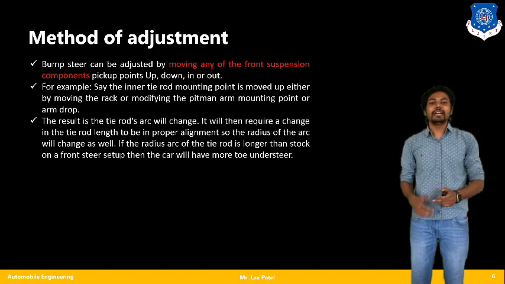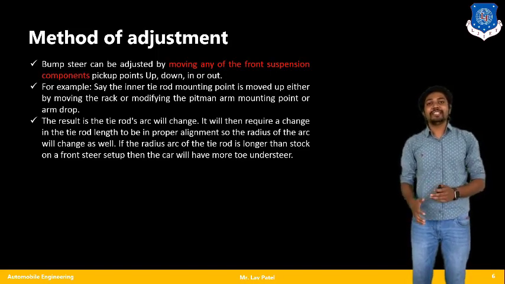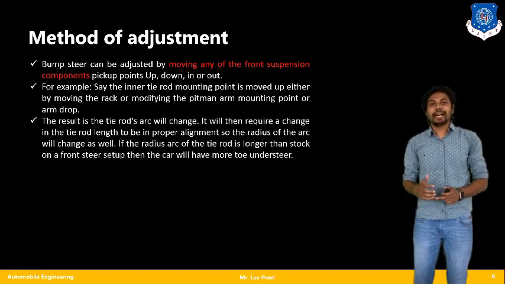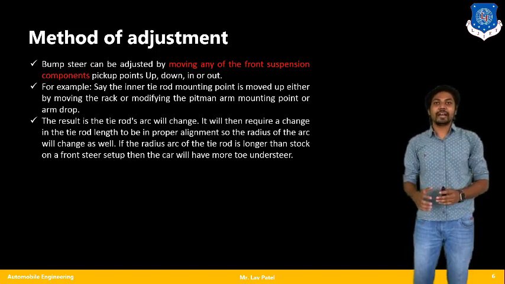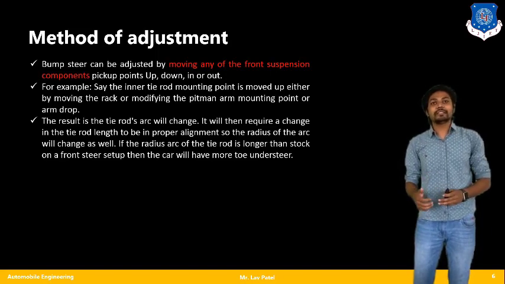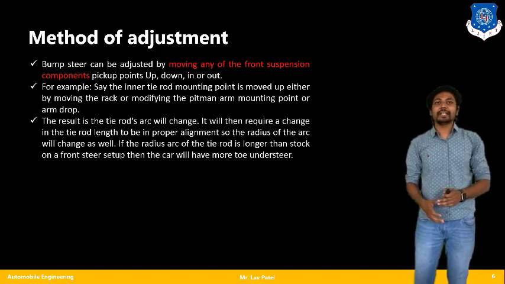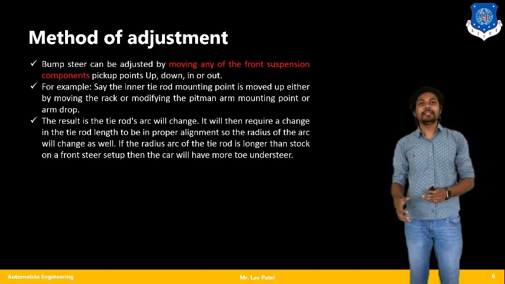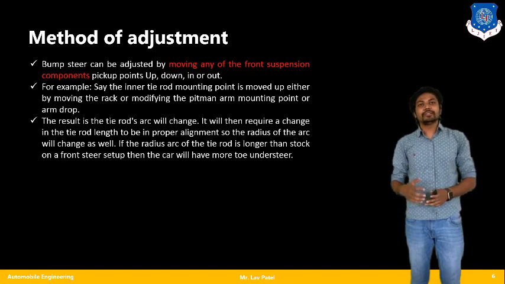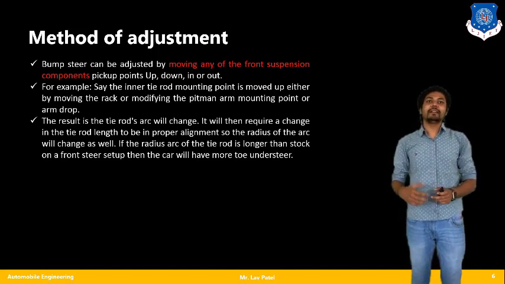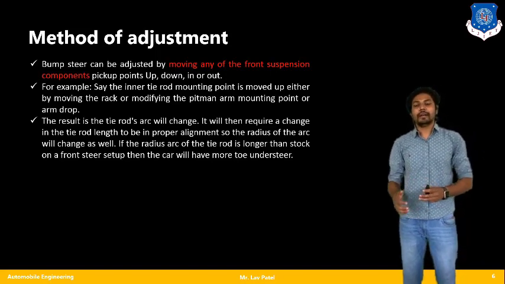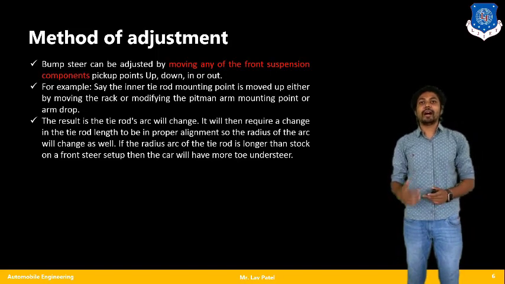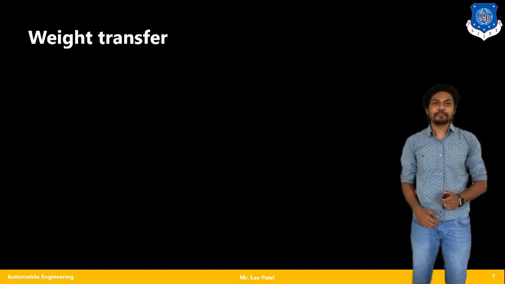Also, that results in the tie rod's radius, and by changing that particular parameter, what will I get? I can get a change in arc length, and it will require a change in tie rod length as well to be in proper alignment. So you can see there are several parameters, and according to a change in a parameter, the radius of that arc will also change. From these parameters, we have to eliminate or minimize the bump steer effect. And finally, it is highly dependent upon the driver's condition how to handle that bump steer condition.